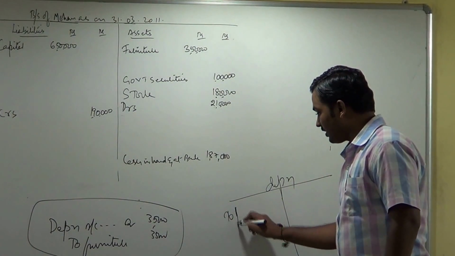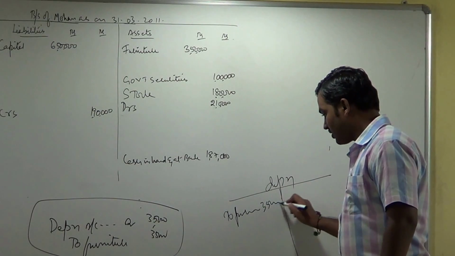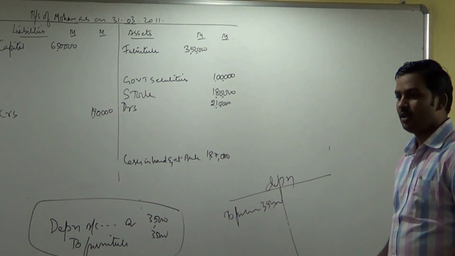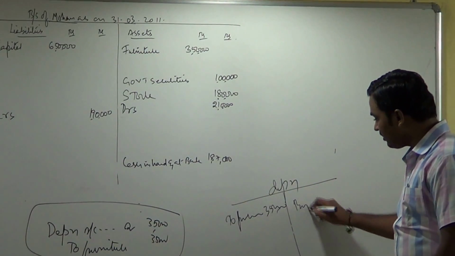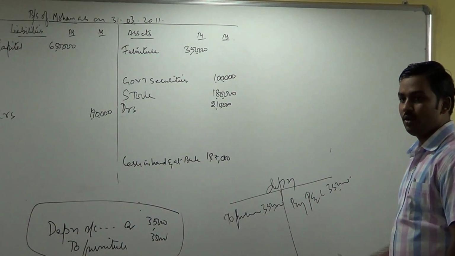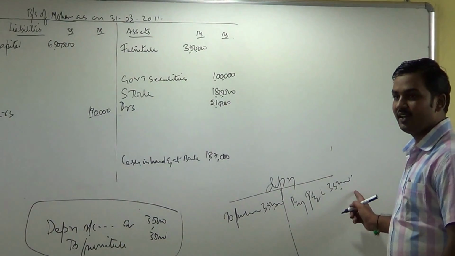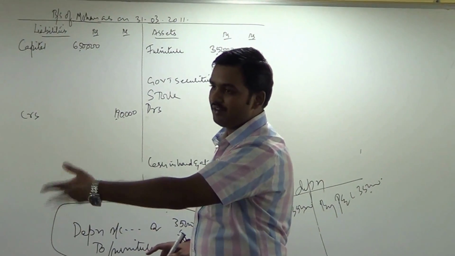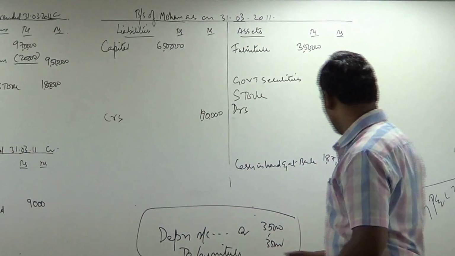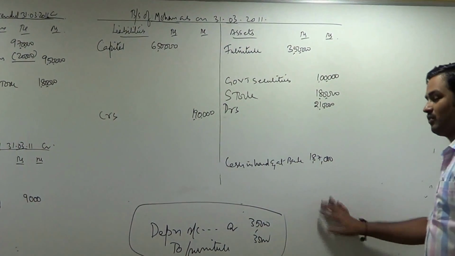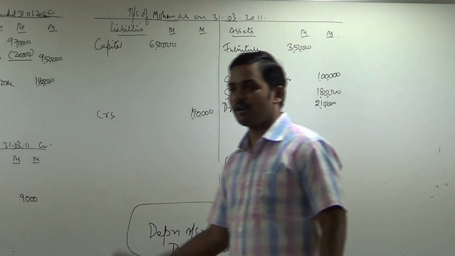To furniture, 35,000. Can you carry this account to the next year? No, it has to be closed. How will you close it? We'll write here by P&L account 35,000. To close the account I give a credit. If I give a credit here, the P&L account should be debited. So I debited the profit and loss account. You need not show all these accounts. Sir, in the background we assume that the depreciation account was opened and then immediately closed.